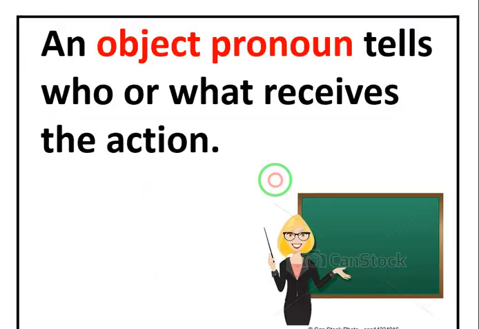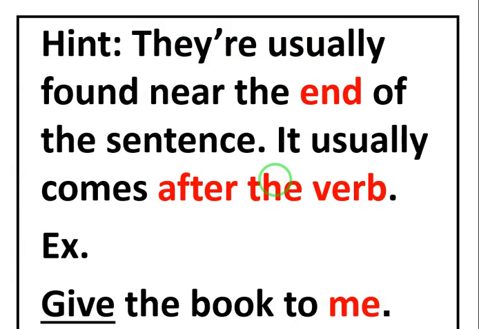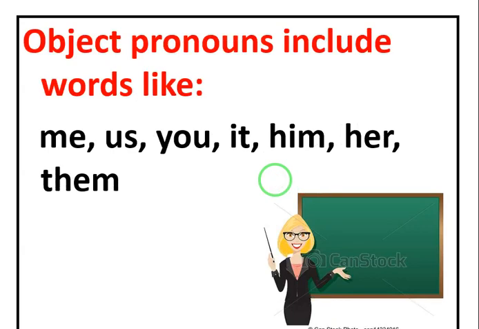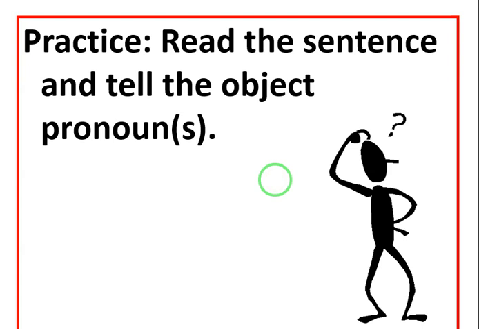Now, object pronouns are the pronouns that come at the end of the sentence or mainly after the verb, and they receive the action. Of course, they tell who or what receives the action, as I said. They're usually found near the end of the sentence, usually after the verb. "Give the book to me." So, me is the object pronoun. Object pronouns are me, us, you, it, him, her, and them.